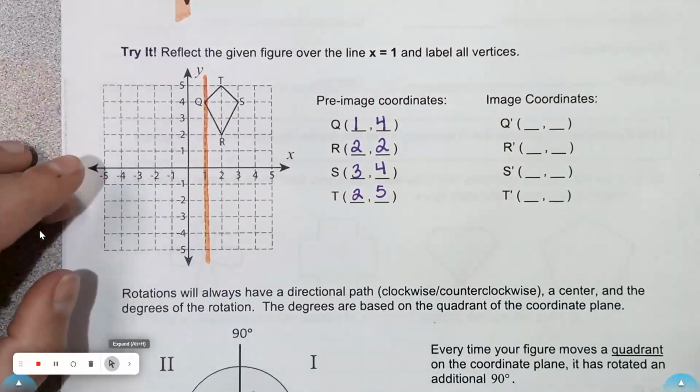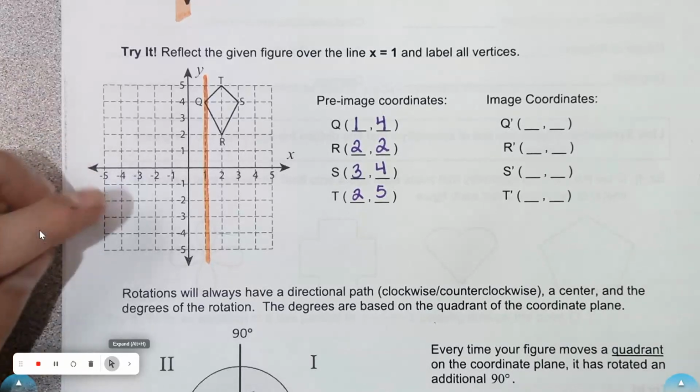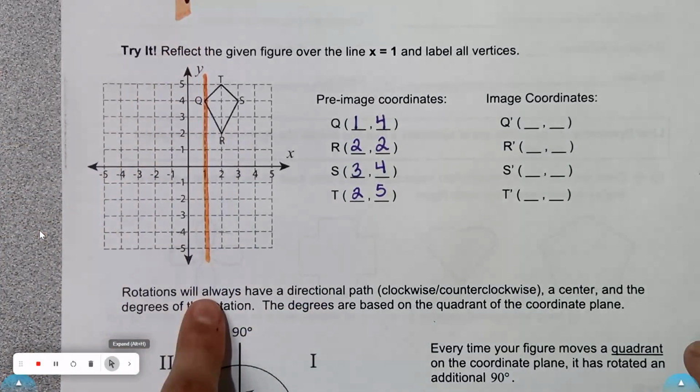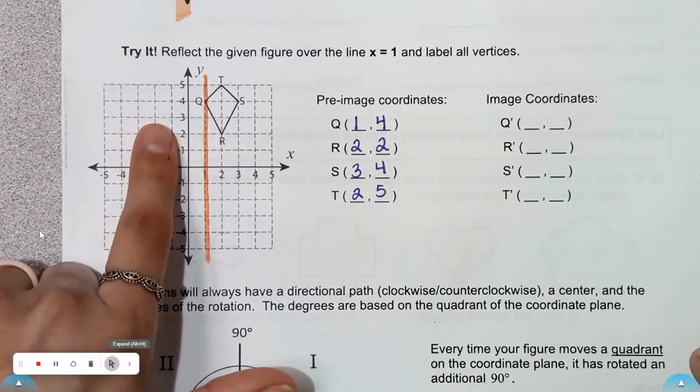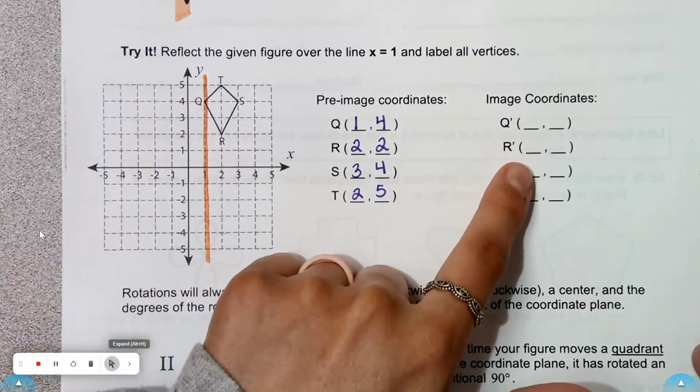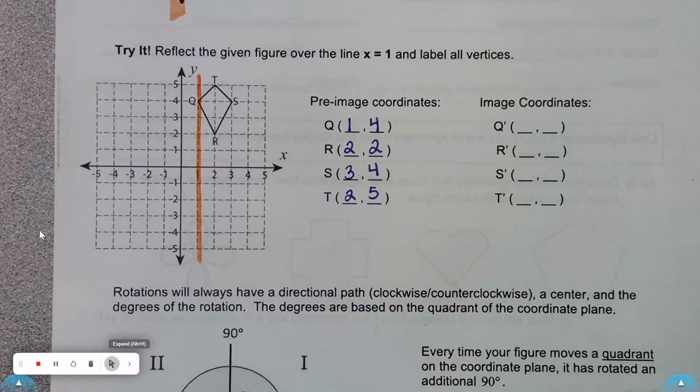Then what I'm going to do to create my new one is count how far away these points are from the orange line that I have on my paper, the x equals 1. I'm going to draw my shape first on the left, and then I'll write the coordinates on the right. So what I would like you to do is pause the video here so that you could try it by yourself, and then I'll show you the answer.